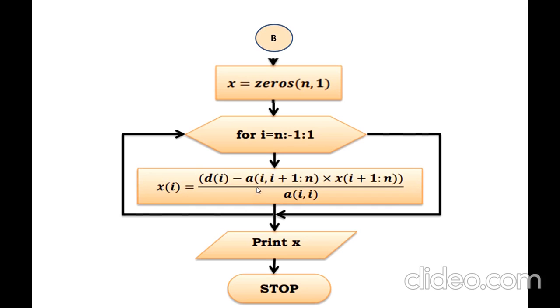Once we get all the values of x1, x2 and x3, we print those answers in the form of x, and afterwards we stop the program. So this is the Gauss elimination method.